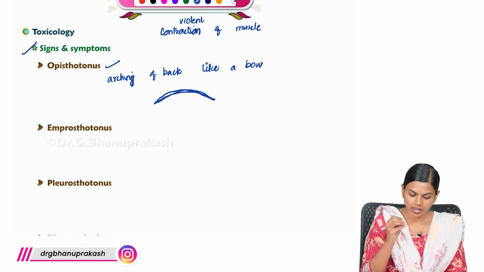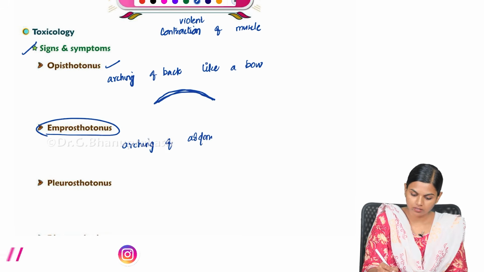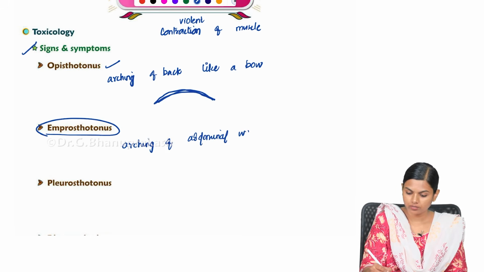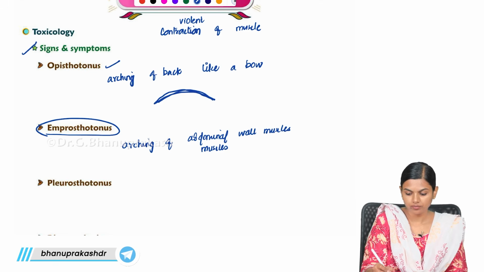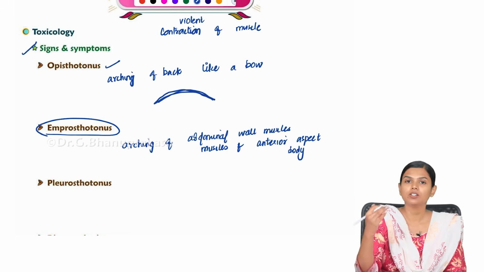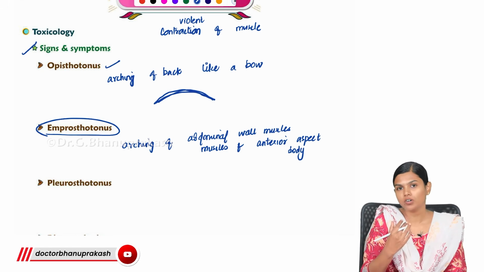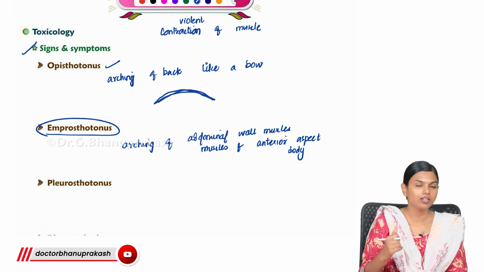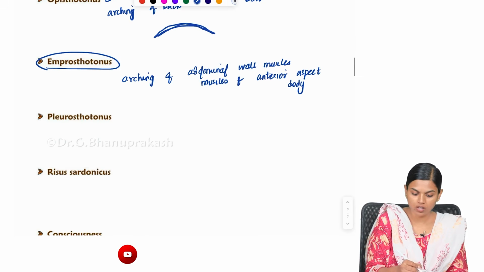If there is arching of abdominal muscles and muscles in the anterior aspect of the body, you will have a reverse image, right? In opisthotonus, you will have the back arching, and in emprosthotonus you have the forward arching. Like all the abdominal muscles, they will contract and you will have the reverse arching. So this is emprosthotonus.